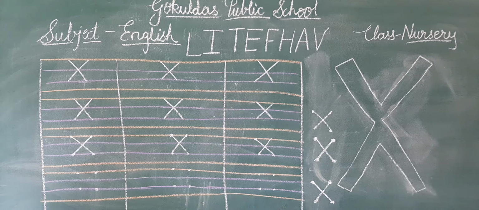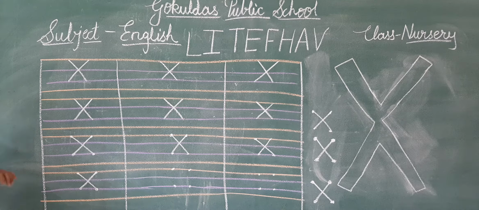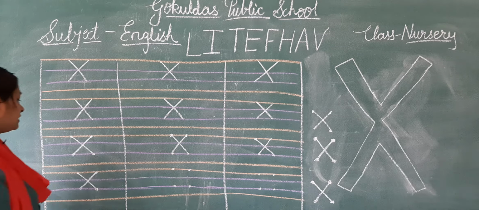Which letter is this? X. Like this you have to write in your notebook. Again look here, we will start from this line, upper line, from this line, then again from this line, X. Which letter is this? X.